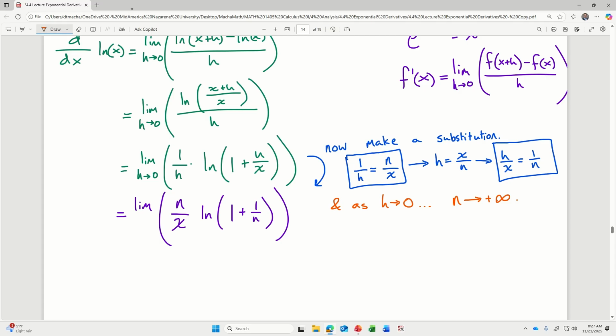And that means we're now taking the limit as n approaches infinity, and my substitution is complete. I have managed to substitute every appearance of the variable h with the variable n in the substitution.